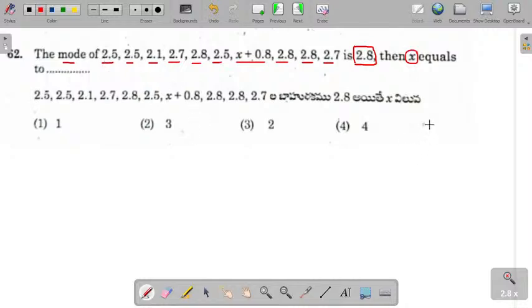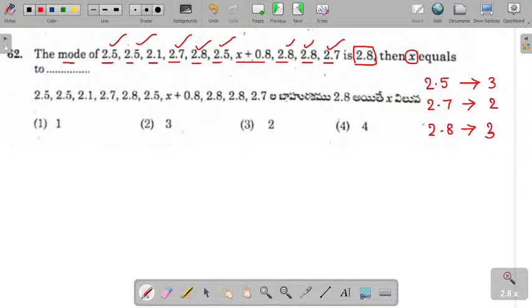So 2.5, how many times is it repeated? You check it now. 1, 2, 3, 3 times, right? Clear, 3 times. But it is not the mode, leave it now. Next, 2.7 is repeated how many times? 2 times. Next, 2.8. How many times is 2.8 repeated? 1, 2, 3 times. So 2.5 is 3 times, and 2.8 is also 3 times.